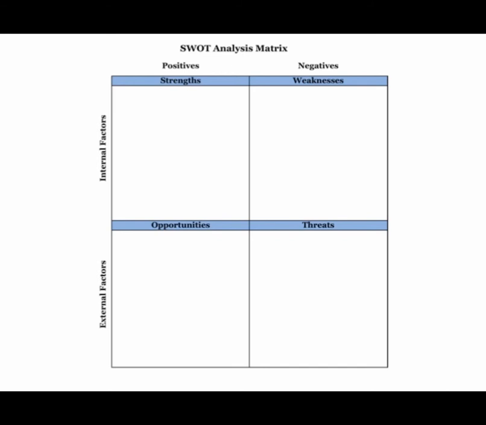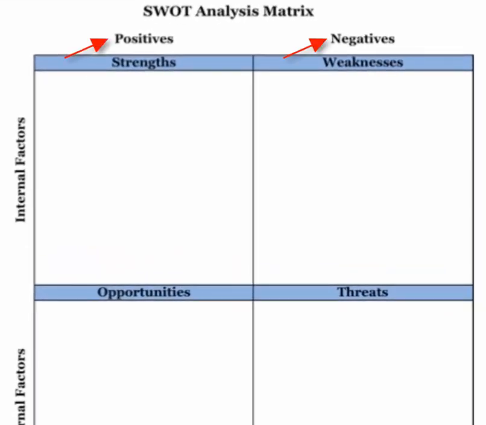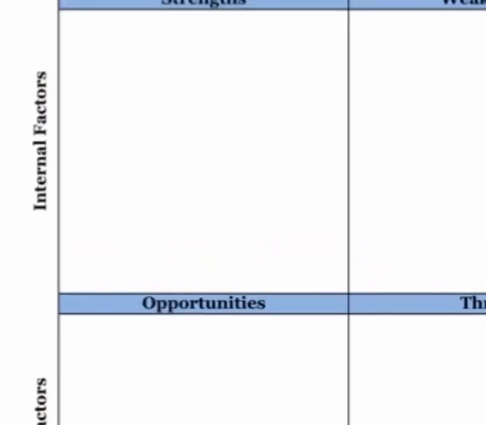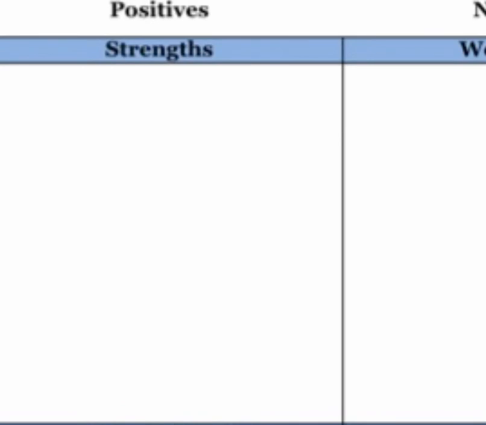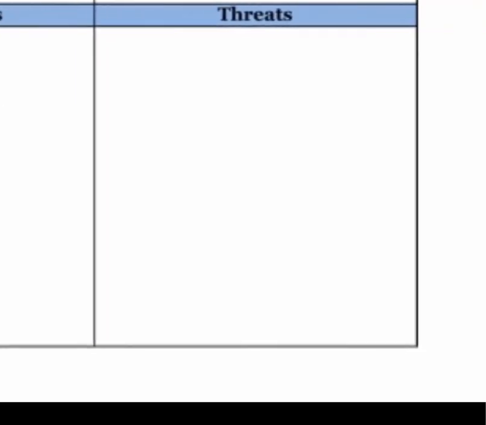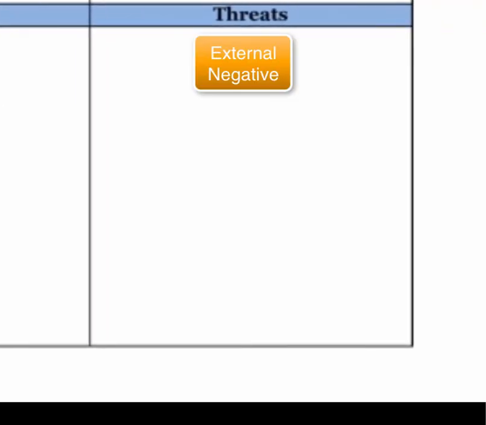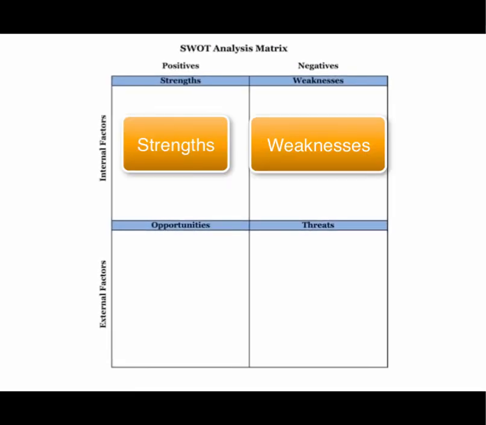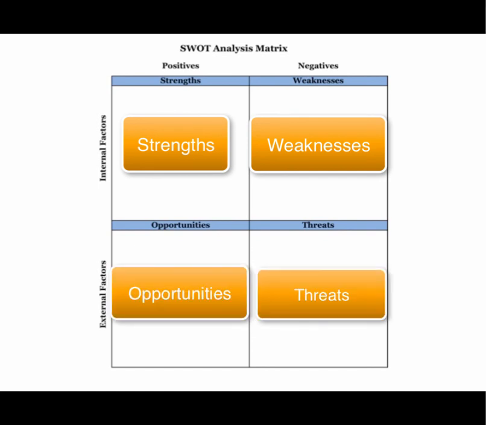This chart shows the quadrants laid out as positives and negatives and external and internal factors. So in other words, the strengths would fall into the quadrant of an internal positive. The weakness would fall into the category of an internal negative. On the other hand, an opportunity would fall into the category of an external positive, and a threat would fall into the category of an external negative. So this is the chart that you can use to fill out your strengths, weaknesses, opportunities, and threats for your project.